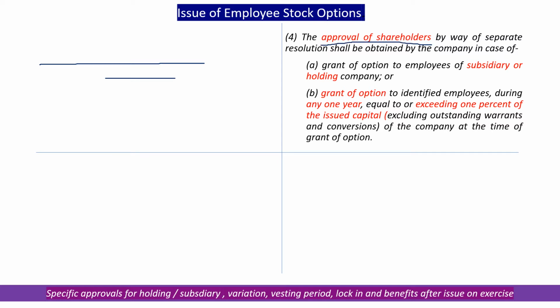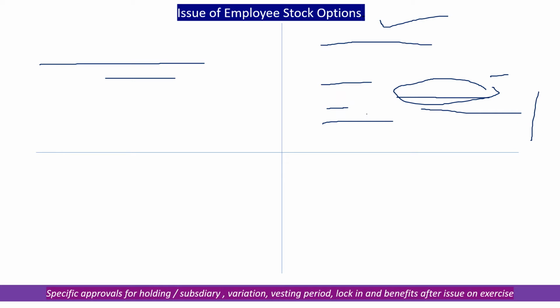Special approval of the shareholders is required when the employee belongs to a subsidiary or holding company, and special approval is also required when identified employees during any 1 year will be offered more than 1% of issued capital of the company. If an identified employee gets more than 1% of the issued capital, it has to be brought to the notice of shareholders and it should be specifically approved.